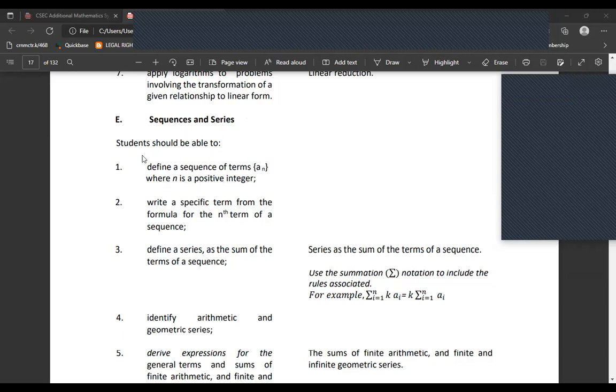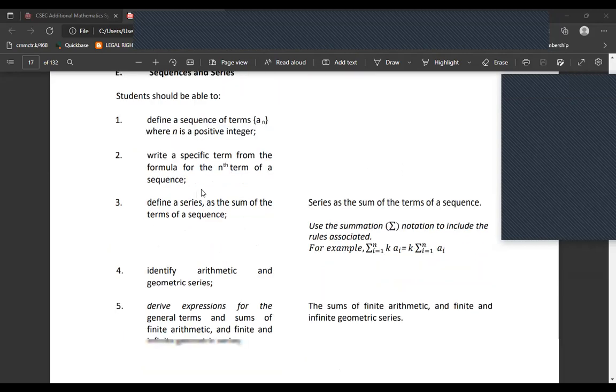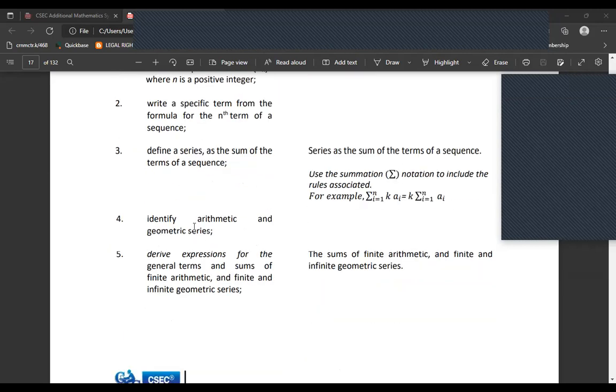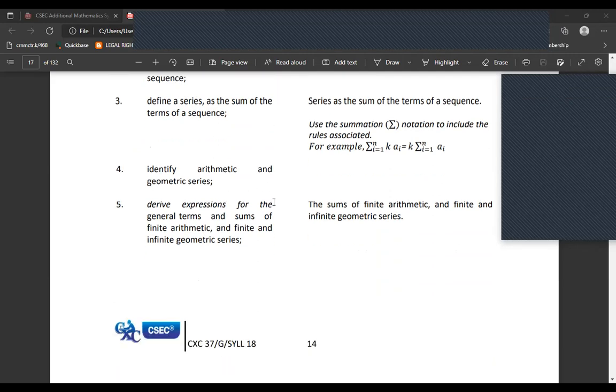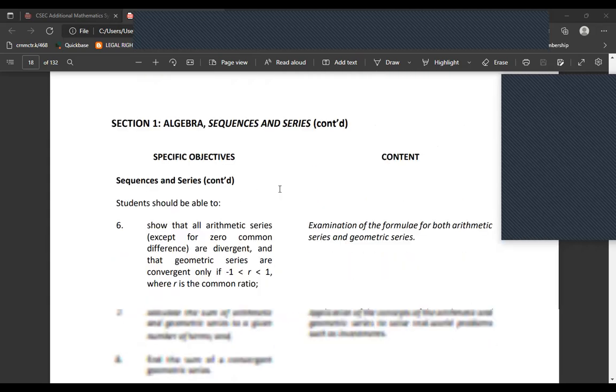Series and sequences. Students should be able to define a sequence in terms of an, where n is a positive integer. Write a specific term from the formula for the nth term of a sequence. Define a series as the sum of the terms of a sequence. Identify arithmetic and geometric series. Derive expressions for the general terms and sums of finite arithmetic and finite and infinite geometric series.